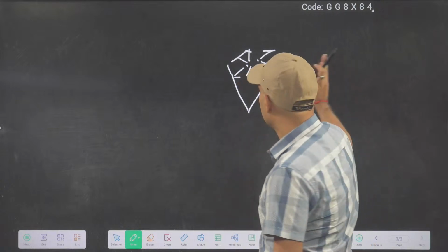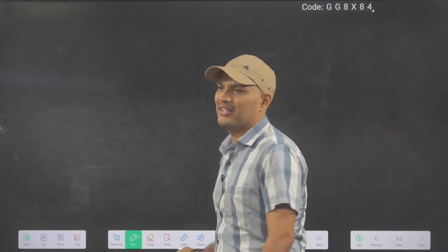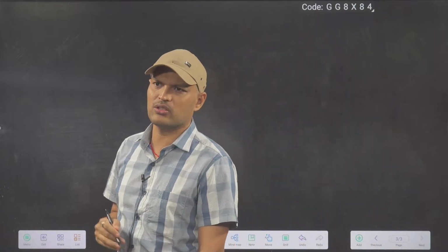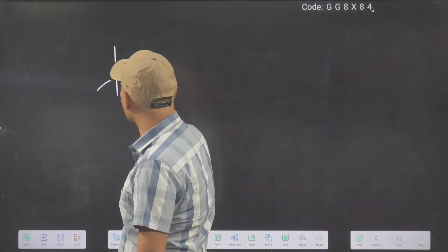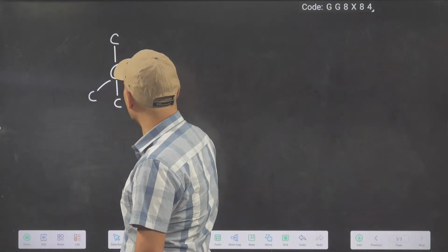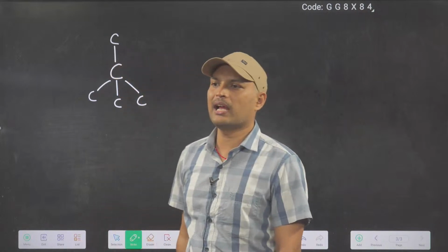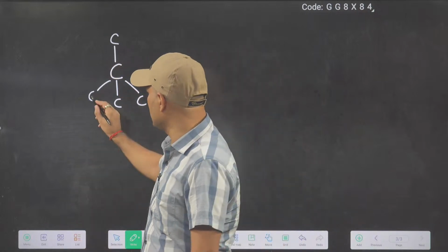No. Diamond structure you have seen like this. There is no significance of that structure now, but you can think like this: see, one carbon connected to four other carbon. Tetrahedrally it is connected. It is a 3D structure.